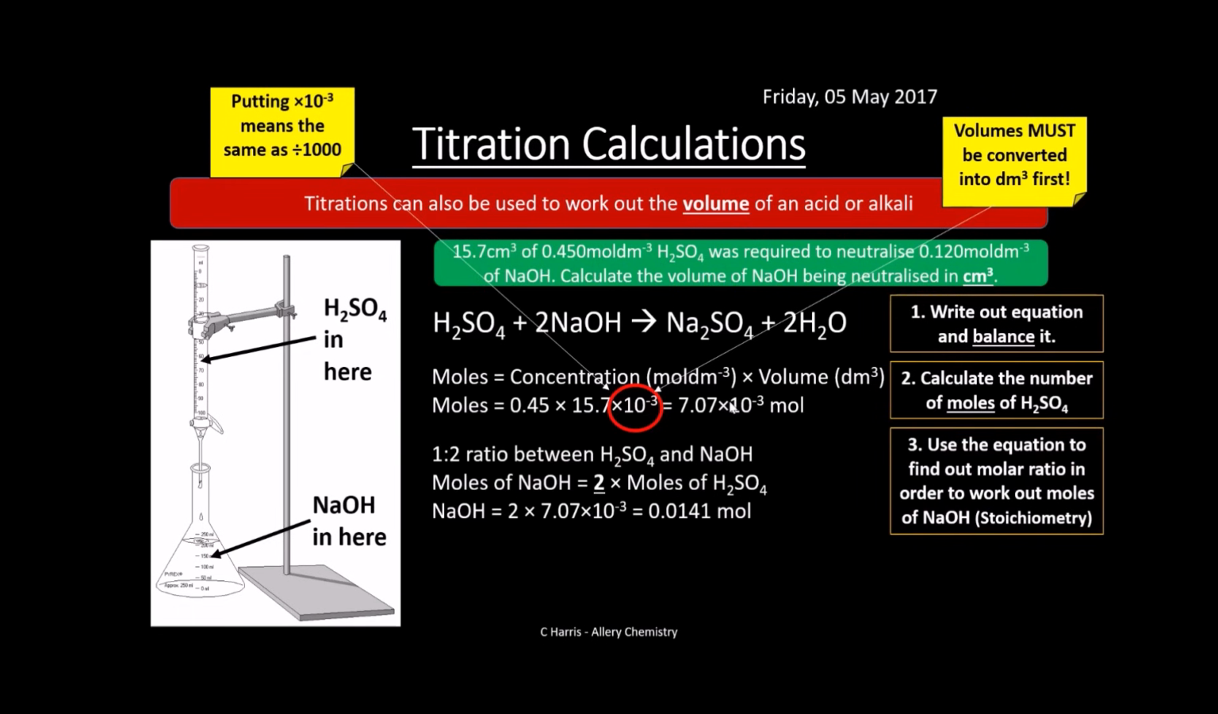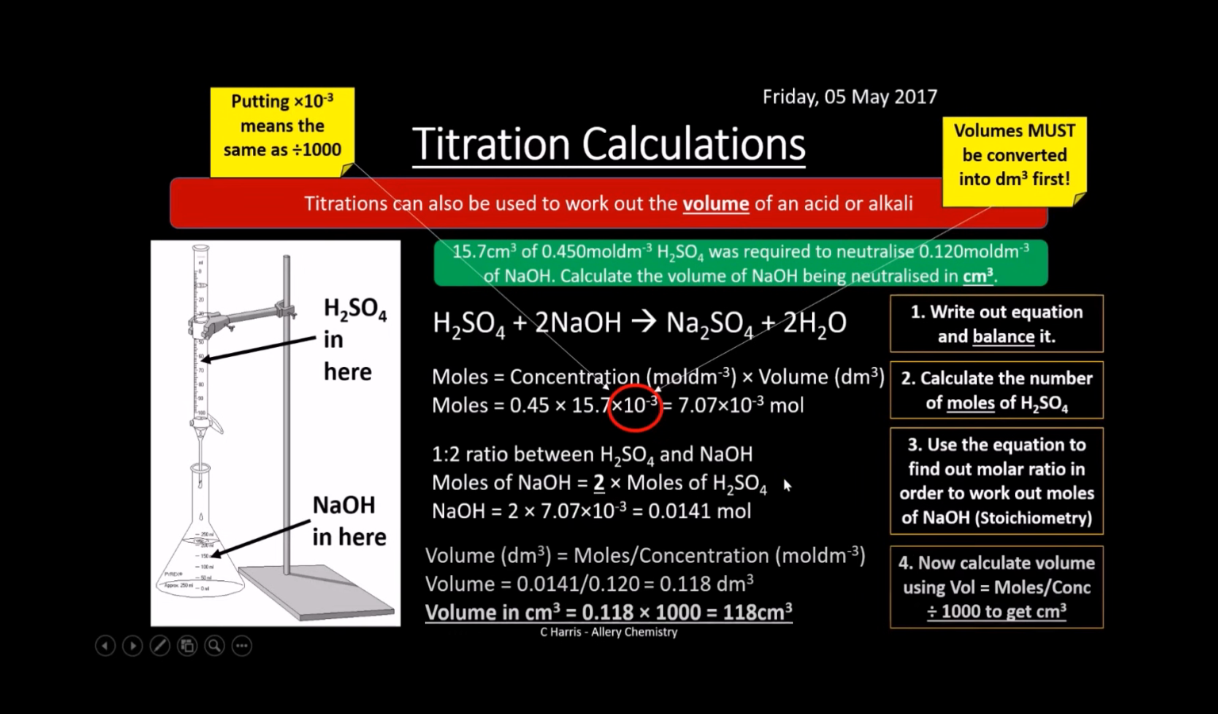Then we use the ratio to work out the number of moles of sodium hydroxide. This time it's a 1-to-2 ratio. So we're basically saying the moles of sodium hydroxide is 2 times by the number of moles of sulfuric acid because it's a 1-to-2 ratio. So the number of moles of sodium hydroxide is 2 times by 7.07 times 10 to the minus 3. And that will give 0.0141 moles.